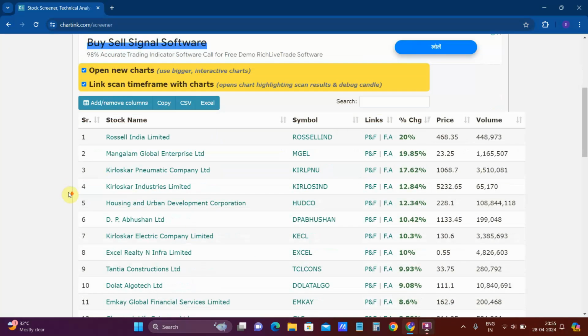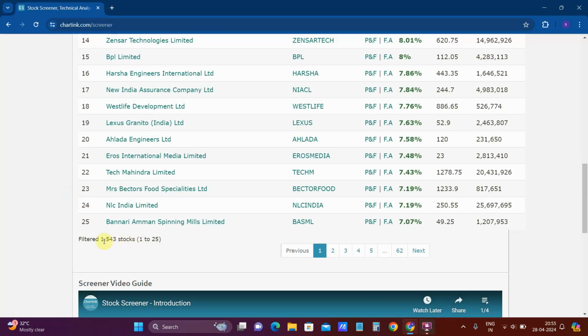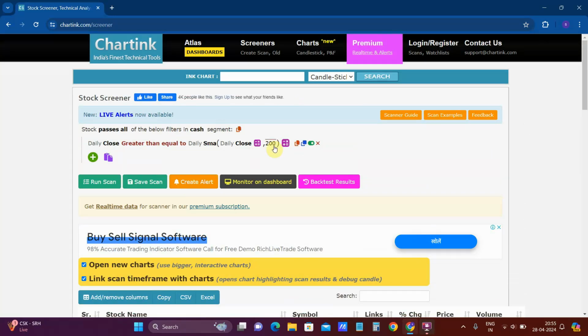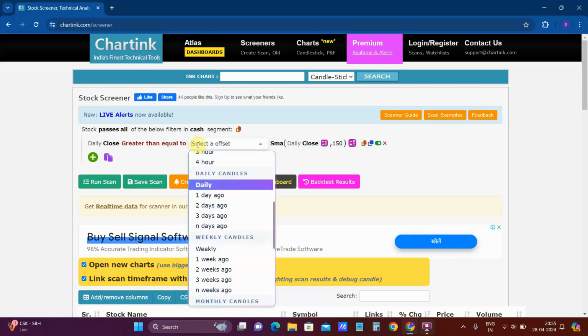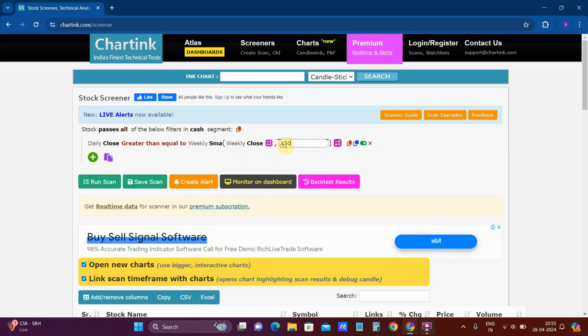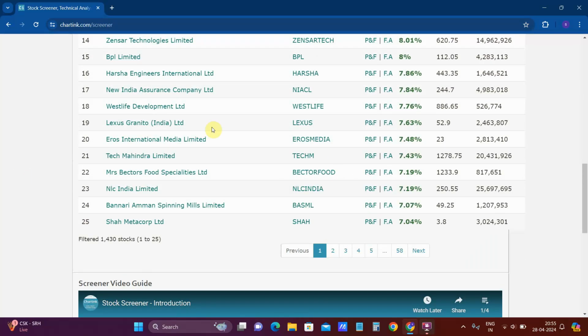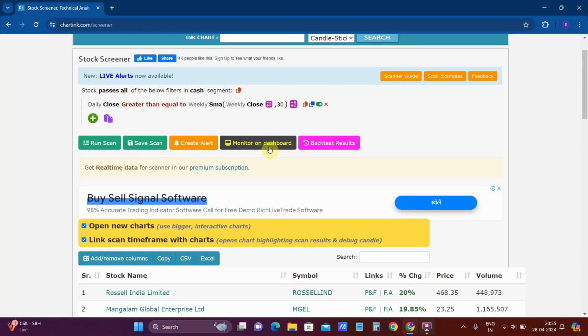Once you do that, you will find that there are 1543 stocks which are above the 200 DMA. That means they are still in a long-term uptrend, right? And then let's say I want to look at the 150 DMA or the 30 WMA, which Stan Weinstein also used. You will change this to 150, or if you want to do it on a weekly basis, instead of daily, you'll change it to weekly, and then say 30 week and run this scan. Probably here the number is going to change. So it is 1430 stocks which are above the 30 WMA or 150 DMA.